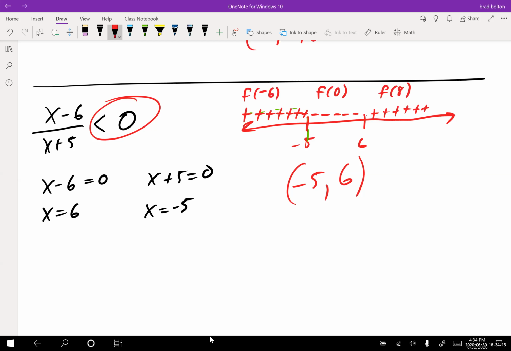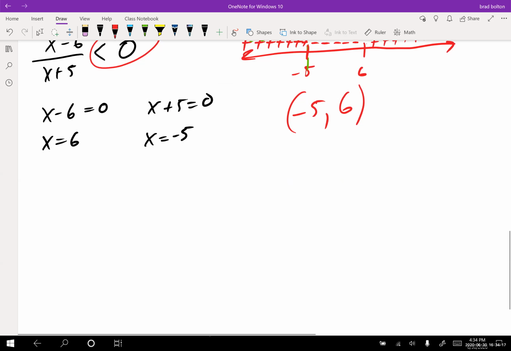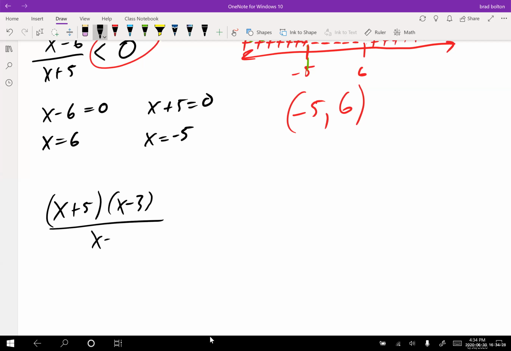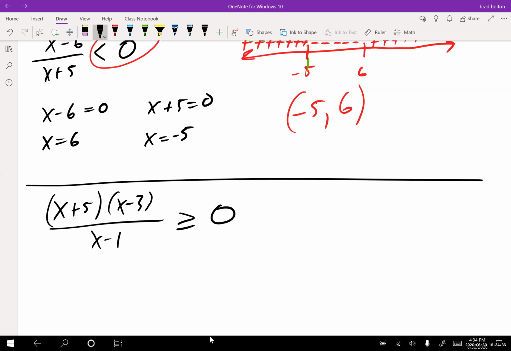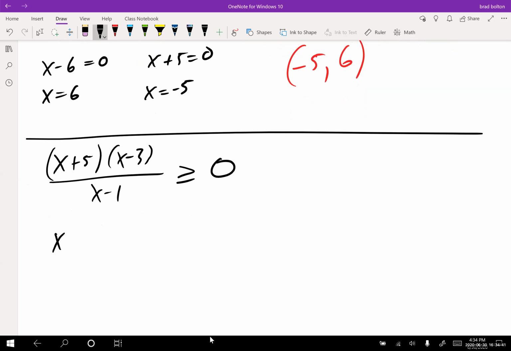Okay, so let me have you guys, these are normally the harder ones, so let me have you guys try one of these. Pause the video after I give it to you. So solve this rational inequality. Okay, so take a minute and set that problem up. Okay, so you guys hopefully unpause the video, and you had your zeros of the numerator to be -5 and 3, and then x equals 1.